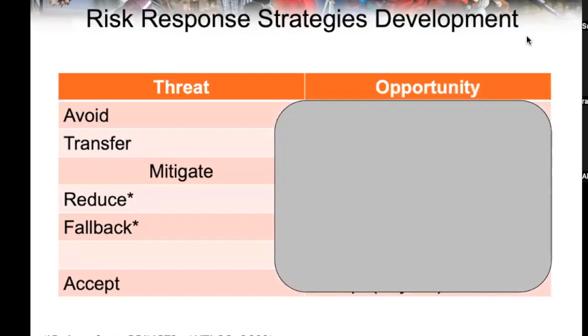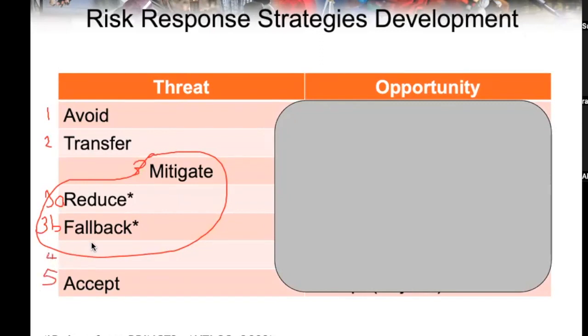So for threats, there's a few things that we can do. We can avoid the risk. We can transfer the risk. We can mitigate the risk. And in mitigate, there is reduce and fallback. So this is kind of one group. I don't want you to be confused. So if this is like 1, 2, 3, this is kind of 3A and 3B. And this is 4. And let's say this is 5. So reduce and fallback is kind of a subset of mitigate.